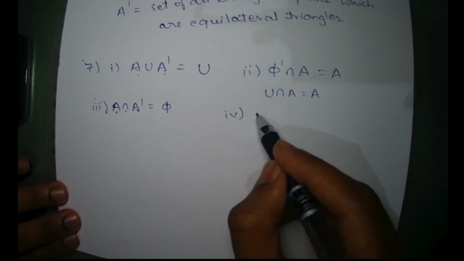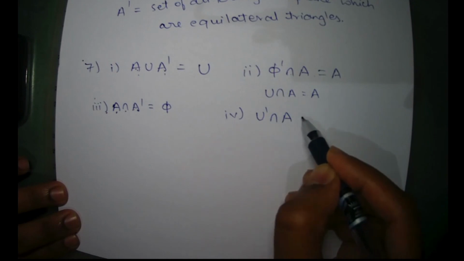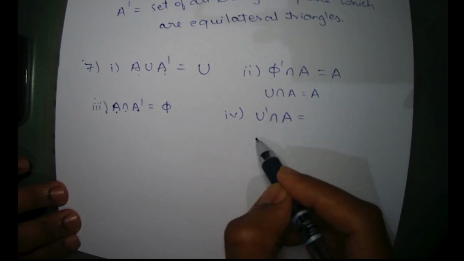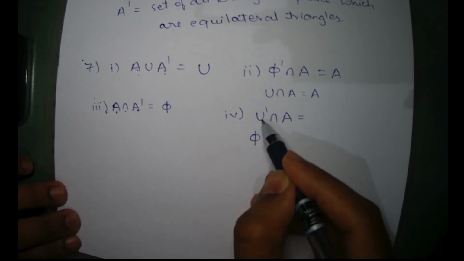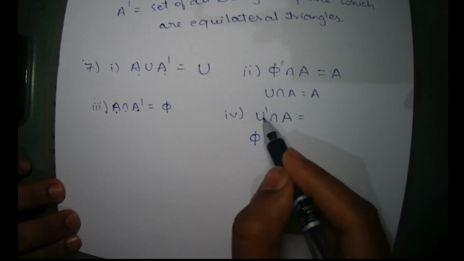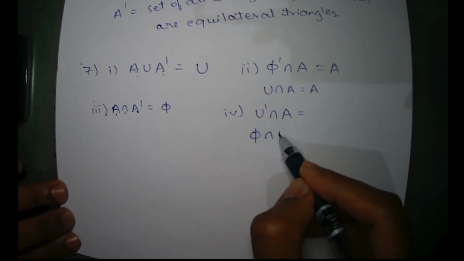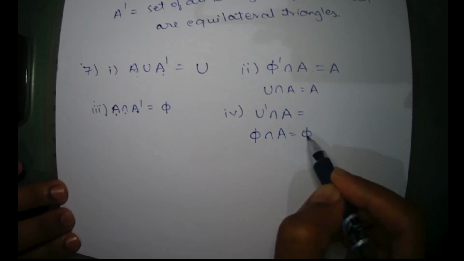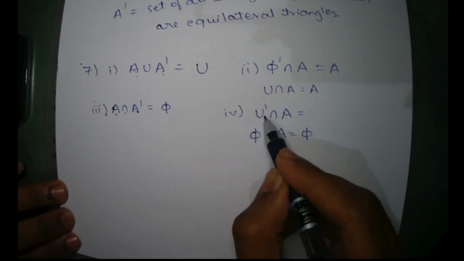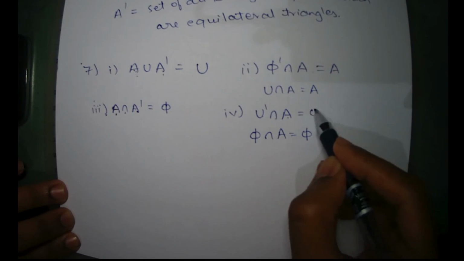So for U dash intersection A, U dash is nothing but the null set. U contains the set of all terms. Now U dash is a set with no terms, which is the null set. So null set intersection with any set, we know, is the null set. So U dash intersection A will give us a null set.